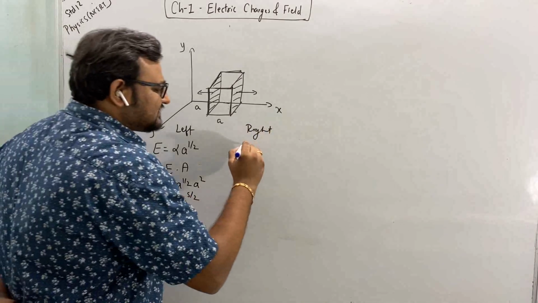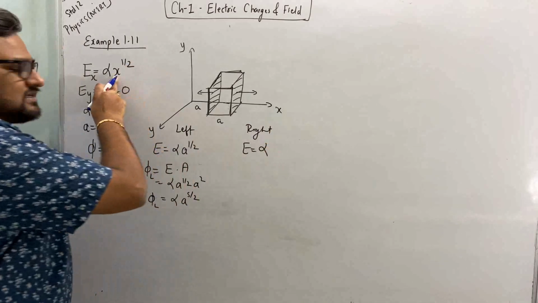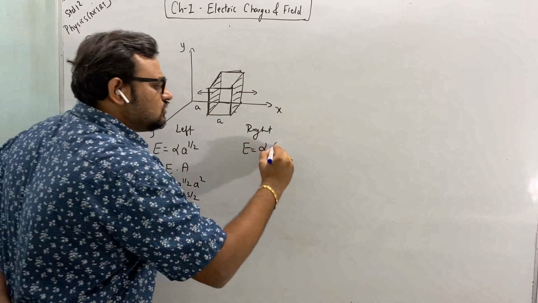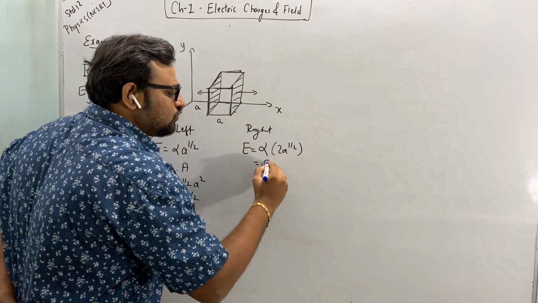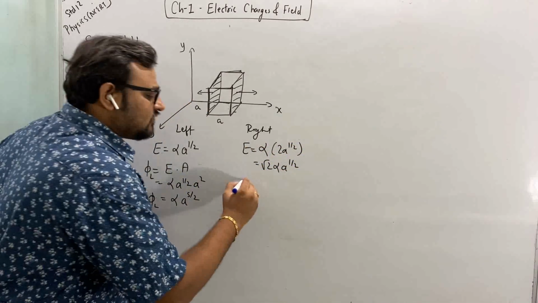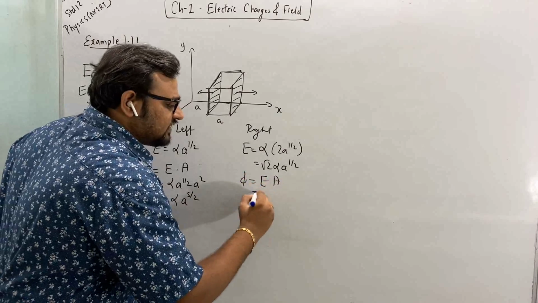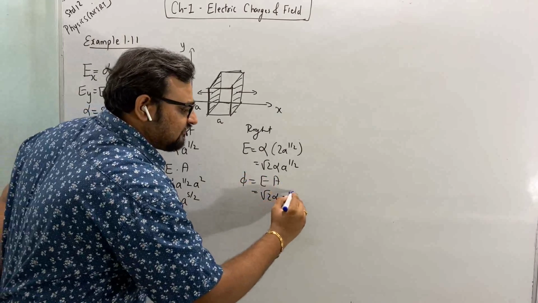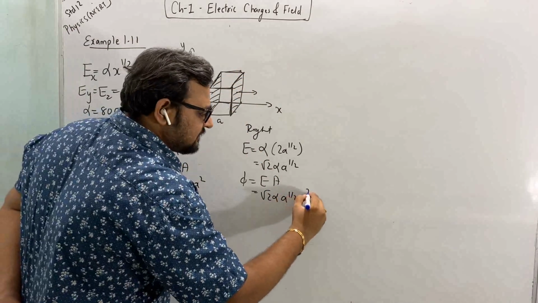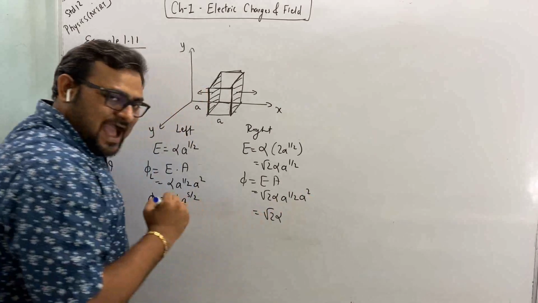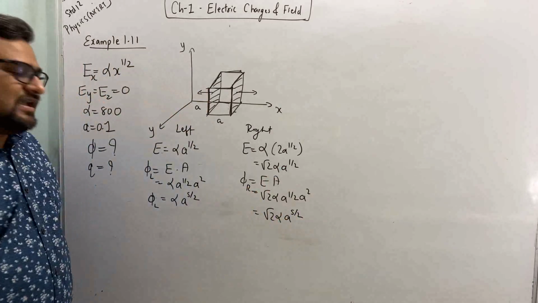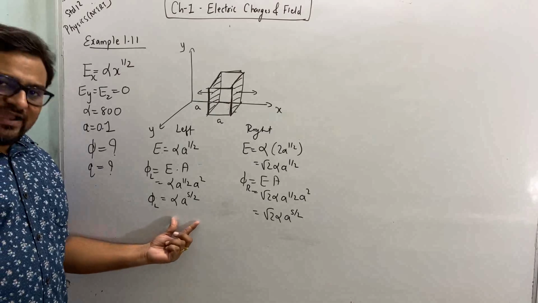Clear? On the right side, E is equal to alpha into x. Now what is x? a plus a, that is 2a. So 2a raised to 1 by 2, so this will be root 2 alpha a raised to 1 by 2. Clear? What is the formula of flux? EA. What is E? Root 2 alpha a raised to 1 by 2. And what is the area? Again, length into length, a square. So this will be root 2 alpha a raised to 5 by 2. This is the flux on the right, and this is the flux on the left.